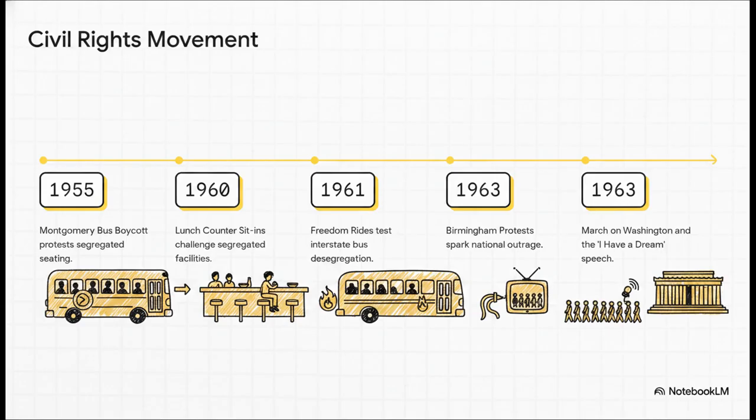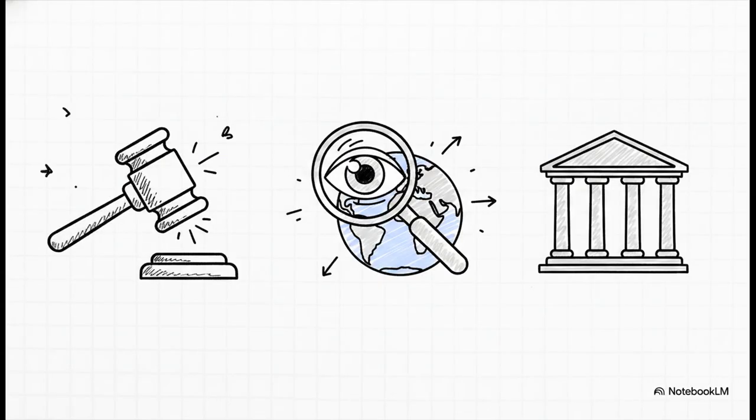By 1963, the brutal police response to peaceful protests in Birmingham was broadcast on national television, totally shocking the nation. This incredible momentum culminated in the massive 1963 March on Washington, which ultimately paved the way for the historic Civil Rights Act of 1964. As we move into the modern era, our history continues to be shaped by legal precedents.